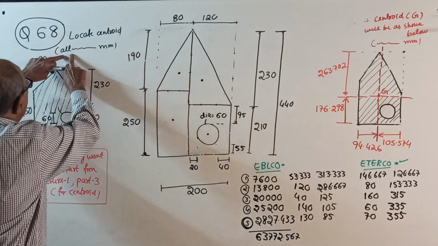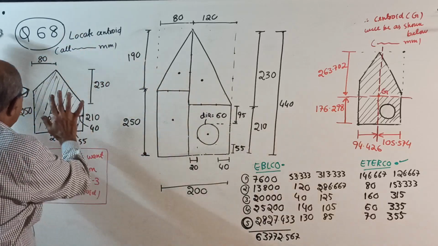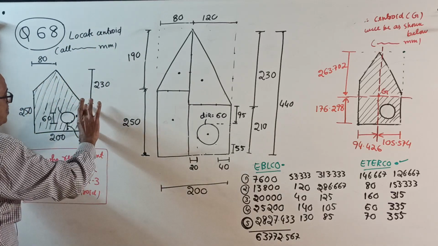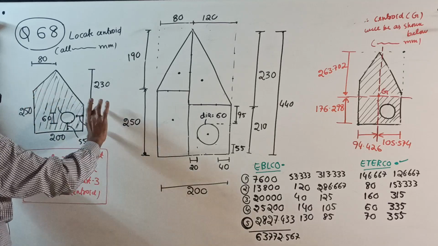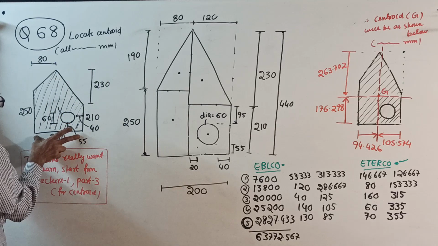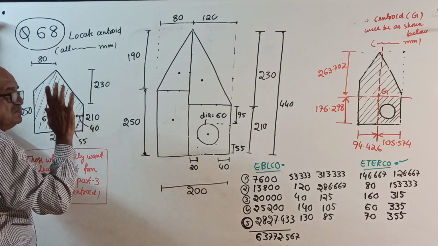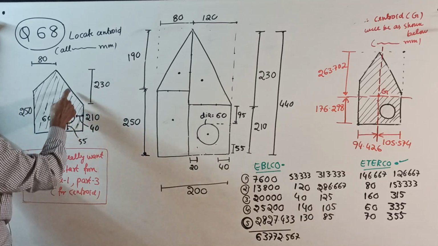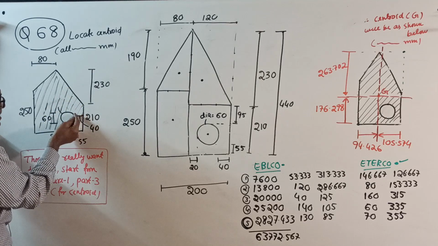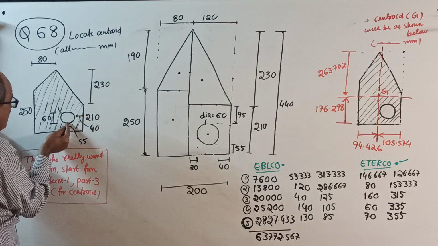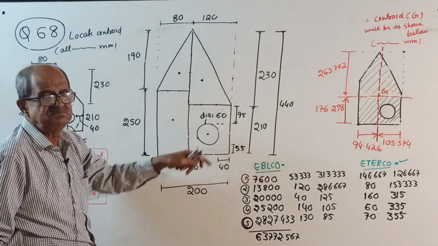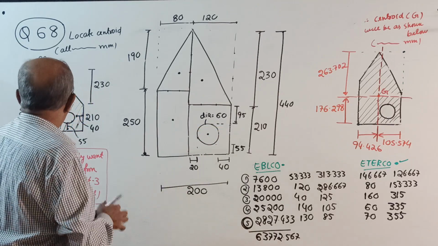Locate the centroid, all dimensions in millimeter. This sketch is given: 250, 210, 230, 80, 200. A circle is cut out. This is a cutout, you can make out by the hatching only. Where is it cut out? From the right edge at 40, from the bottom at 55, and the diameter of the circle is 60. Okay, now divide into parts.